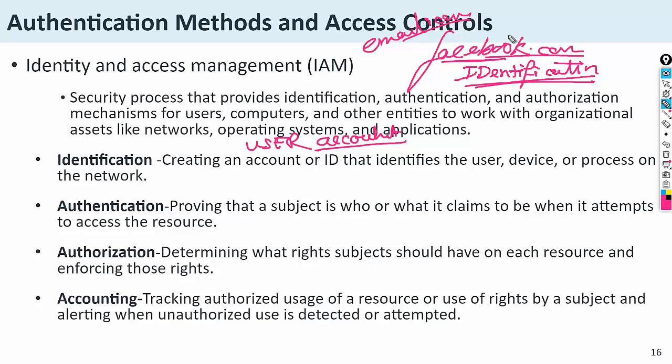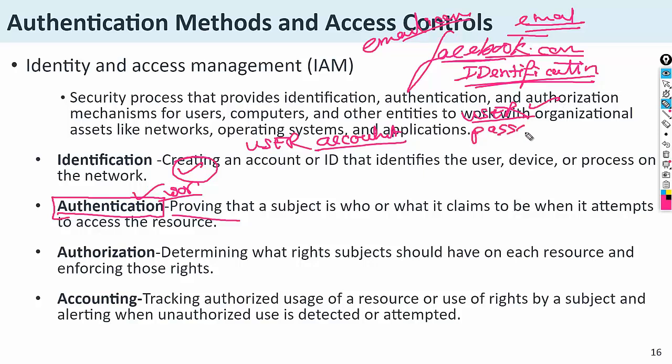Once you put in your user account or email address, it will ask for your authentication. Your username is your identity, and your password is your authentication mechanism. If you provide the wrong password, you will not be authorized. You will not be authenticated. Once you provide the correct username and password, the user is the identification and the password is the authentication. Once you provide the authentication, now you are authorized.